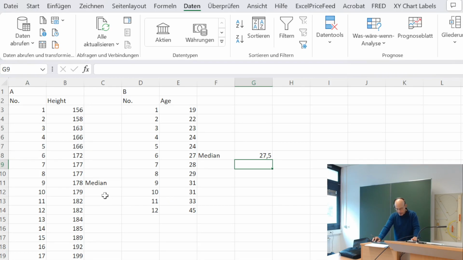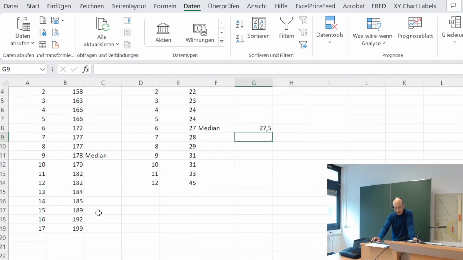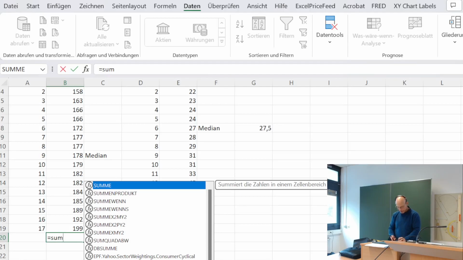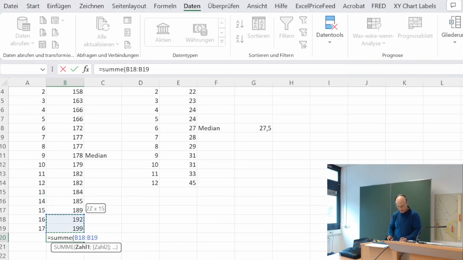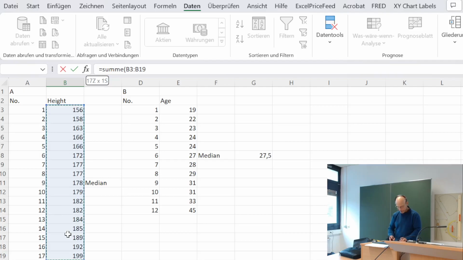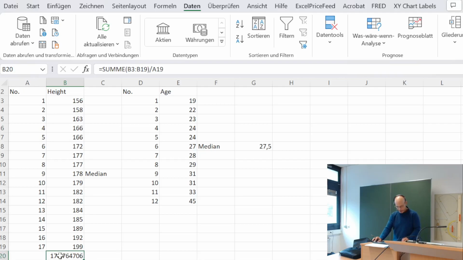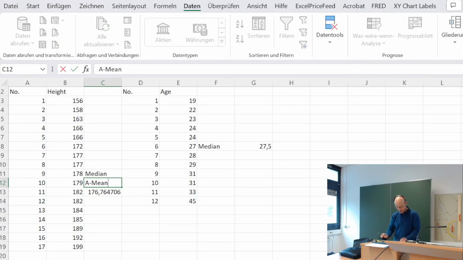So then the arithmetic mean. What do we have to do then? Well, we can directly use the formula, or we just sum everything up and divide by the number of our data points. Dividing by 17. So let's put this here. So this would be then the arithmetic mean.